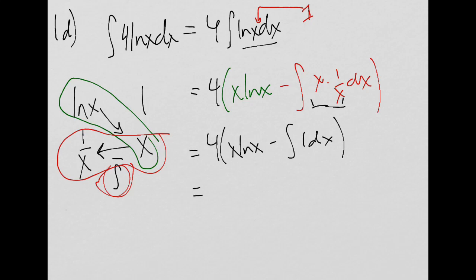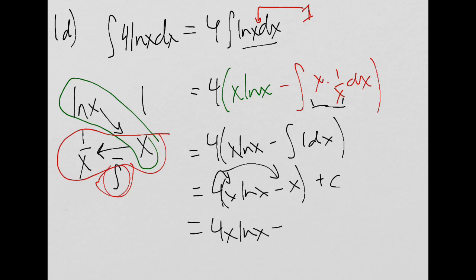Well, it just gives me x. So we get 4 times x ln x minus x, and then I write my plus c. I guess I need some parentheses. So I need to now distribute that 4 into both of these, which gives me 4x ln x minus 4x plus c.